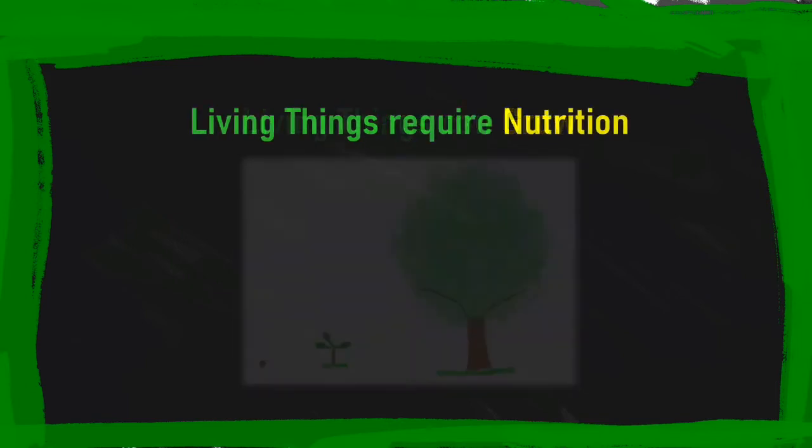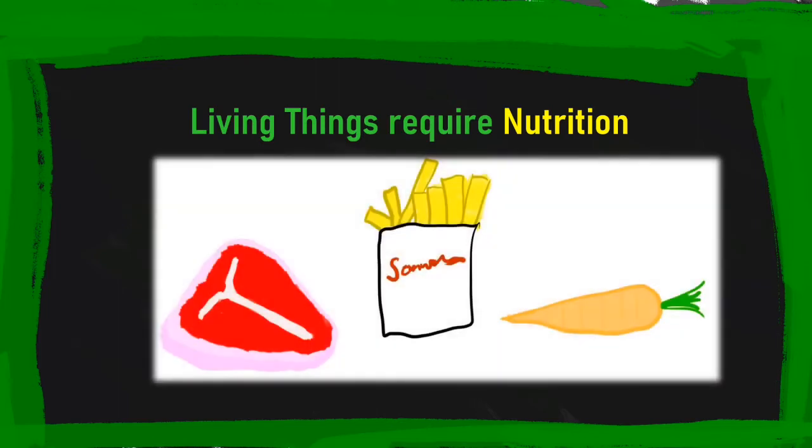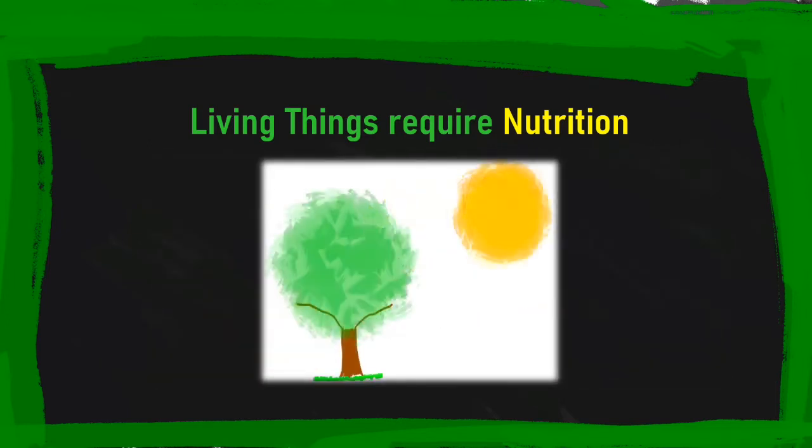Living things require nutrition. This means that all living things need food. That does not mean that all living things eat. For example, plants use sunlight to make their own food, in a process called photosynthesis.